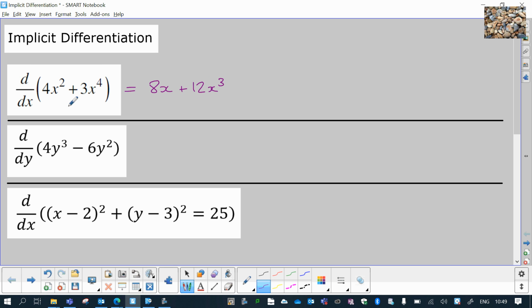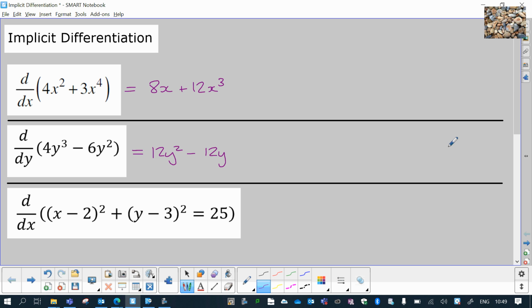And then we've got 12x cubed. So we've differentiated this function with respect to x, which means that all the x terms have had the rules of differentiation applied to them. In this second example, we're asked to differentiate 4y cubed minus 6y squared with respect to y. And again, that's fine. That means we can use our rules of differentiation on any of our y terms, but certainly no x terms. So differentiating with respect to y means we can use the rules on y terms. Differentiating with respect to x means we can differentiate our x terms.